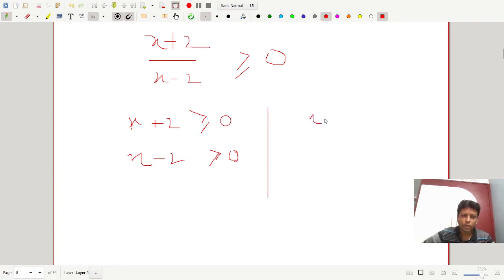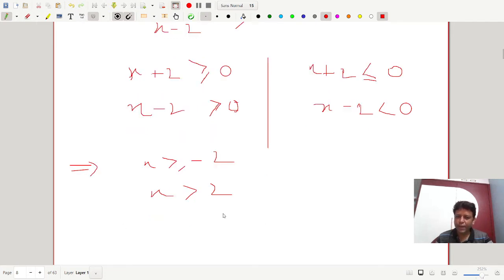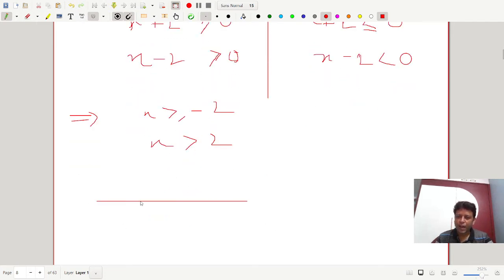And number 2, x+2 less than or equal to 0 and x-2 less than 0. Because the denominator cannot be 0, otherwise it will be undefined. That is why there is no equal to sign there, only equal to with 0 in the numerator. So this will imply x ≥ -2 and x > 2.